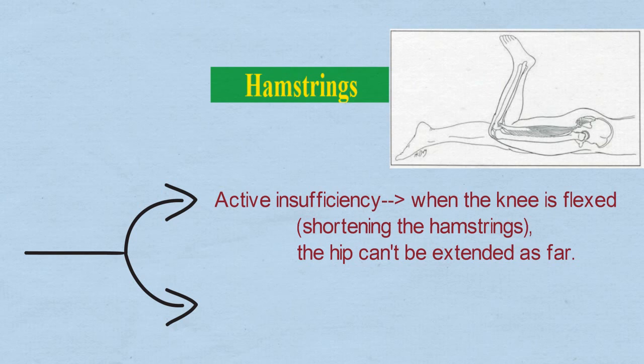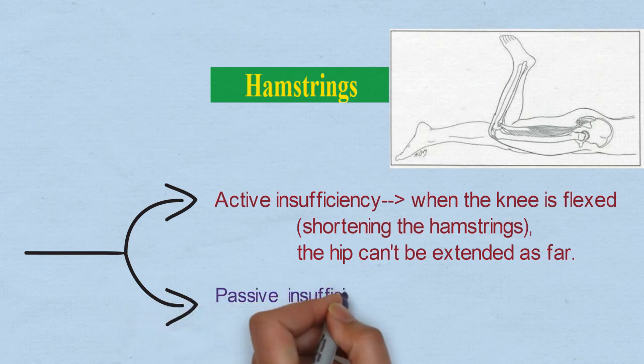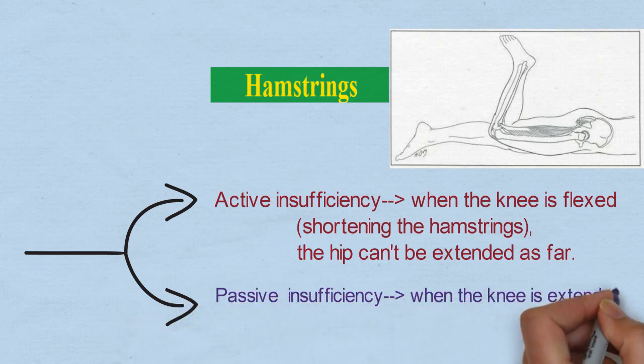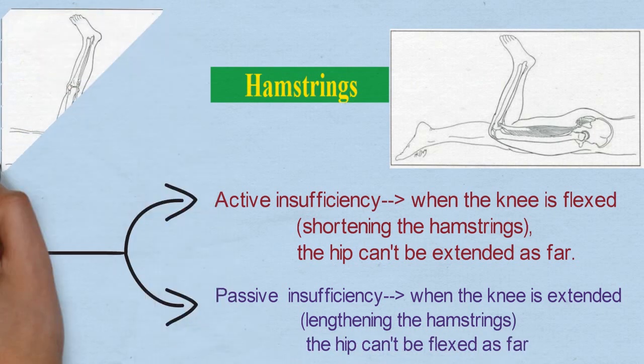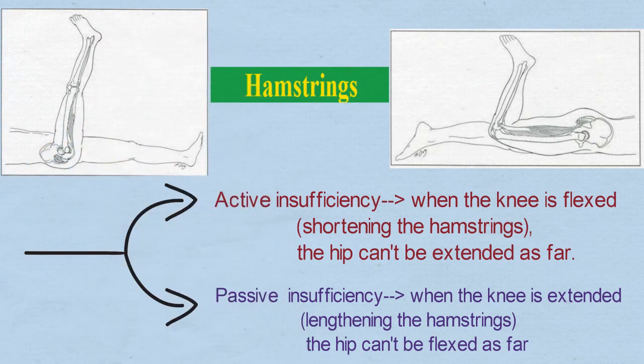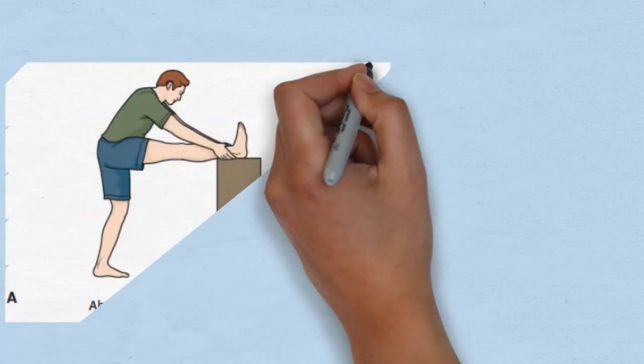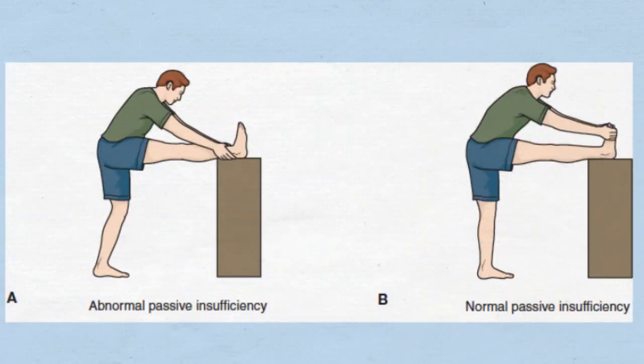Passive insufficiency for the hamstring: when the knee is extended, or lengthening of the hamstring occurs, the hip can't be flexed as far because of passive insufficiency of the hamstring. There is abnormal passive insufficiency and normal passive insufficiency. In abnormal passive insufficiency, a person is not able to touch the foot.